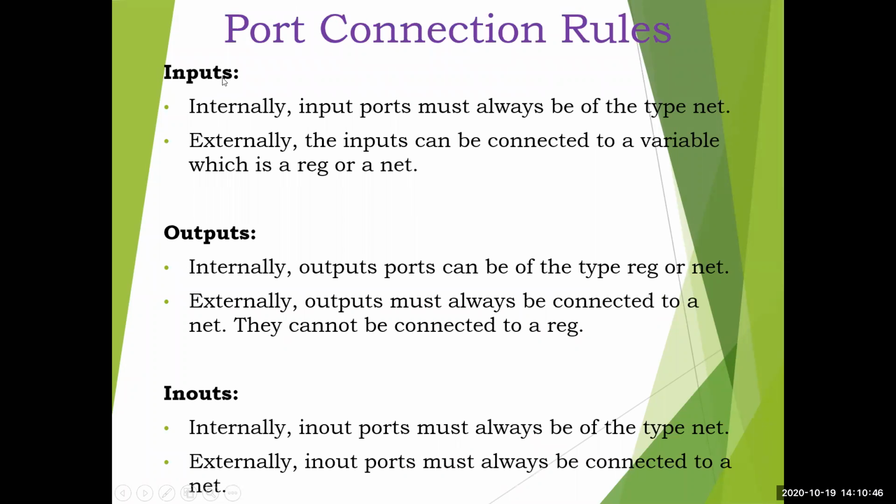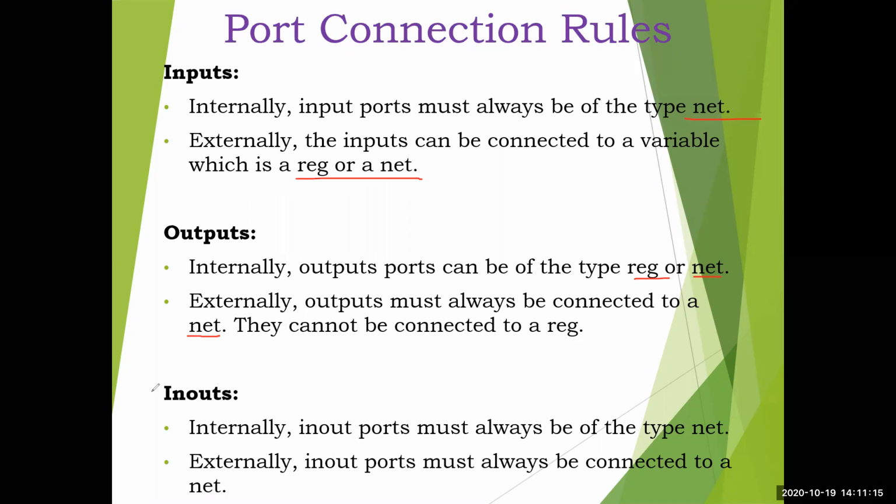So this is what is mentioned here. Inputs: internally, an input port must always be of the type net. Inputs are always internally a net, that means a wire. Externally the inputs can be connected to a variable which is a register or a net. That is the first one. Similarly for output: internally, output ports can be of the type register or net. That's what the figure is trying to explain. Externally, output must always be connected to a net; they cannot be connected to a register.